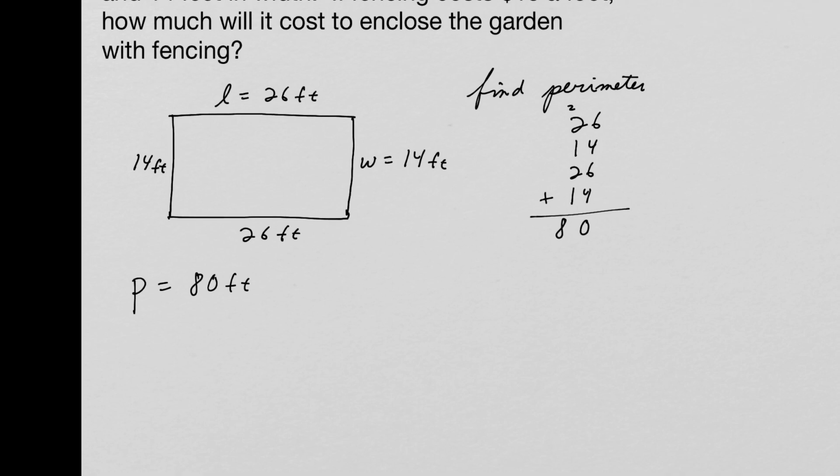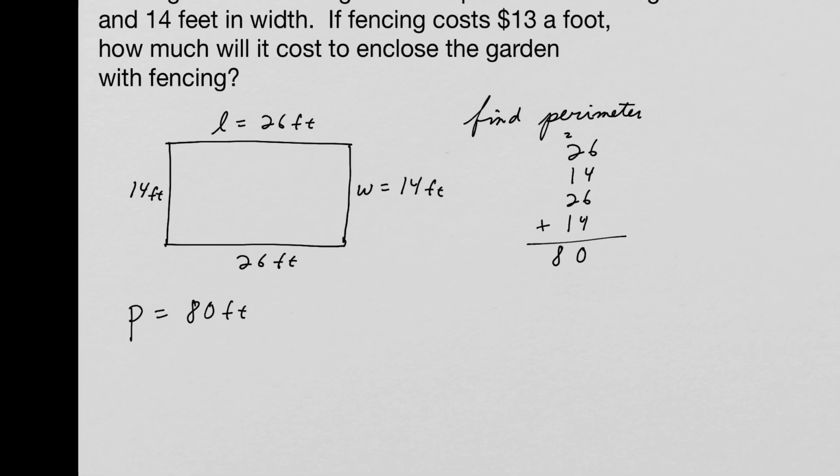Okay, now that's a good start, right? We definitely needed the perimeter to answer this question ultimately. But what they really want to know is how much it will cost to enclose the garden. So we look at the additional information that we're given, and we're told that the fencing costs $13 a foot. And we know that we need 80 feet. The perimeter is 80 feet.